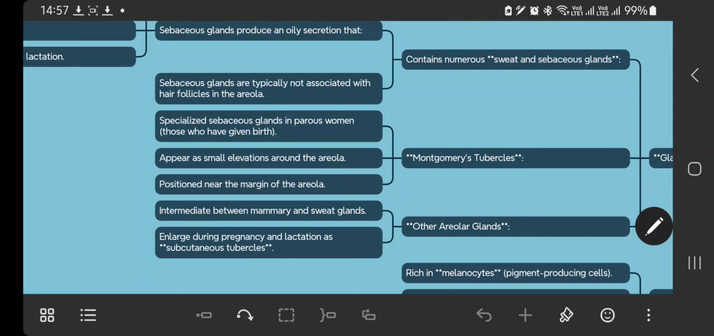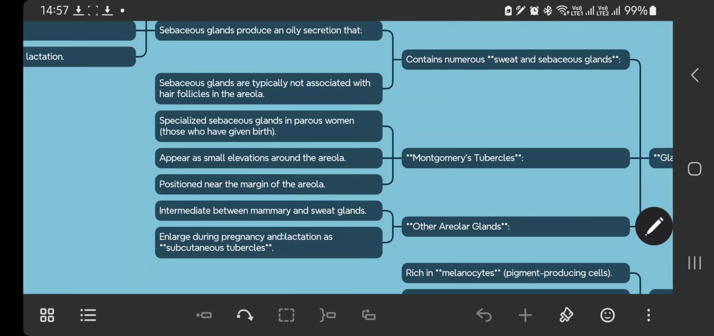Again, regarding Montgomery tubercles in the areola, they are specialized sebaceous glands. You have to remember that. They appear as small elevations around the areola, positioned near the margin of the areola, at the corner of it. And what are the other areolar glands?